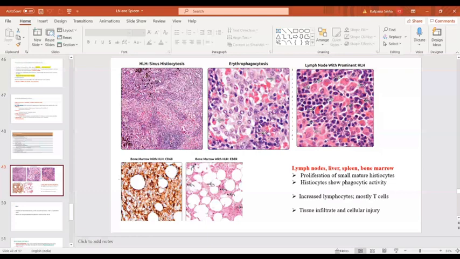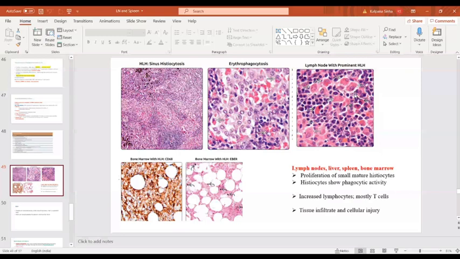Okay. So this is a lymph node involved by HLH. You can see this is a sinus histiocytosis, and the sinuses are infiltrated by histiocytes because there is overactive T lymphocyte and macrophage. So basically there is a macrophage activation. All the organs are infiltrated by macrophages. It can involve lymph node, liver, spleen, and bone marrow. And there will be lymphocytic and histiocytic infiltration.